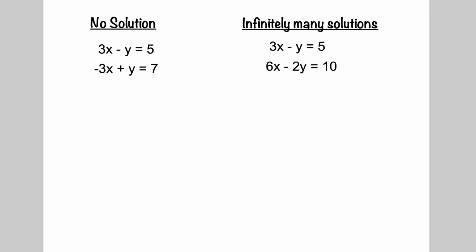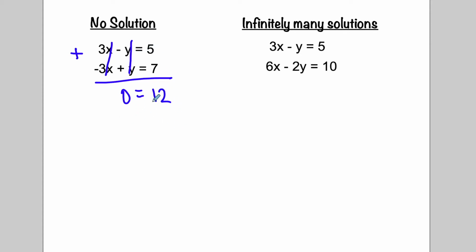Then sometimes we have problems like the ones I have listed here. Right away, I'm like, oh, this is nice. My x's would cancel. Some of you might even see that the y's would cancel. So I add the two together. The x's cancel, and the y's cancel. So on my left-hand side of my equation, I have nothing left. This is 0. There are no x's, there are no y's, there's 0. And it is equal to 5 plus 7, which is 12.